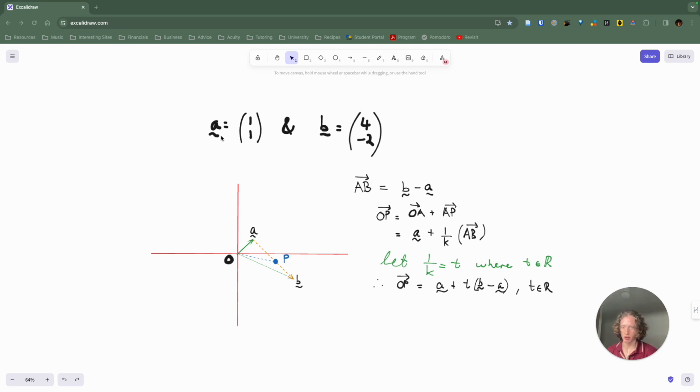So for part A here, I've just defined the two vectors. Column notation works here, or alternatively, if you like, i and j is better. Feel free to do that as well. Yeah, so for us to find OP, where P is some point on this line AB, that equals this expression here.